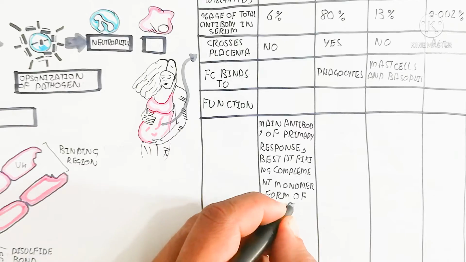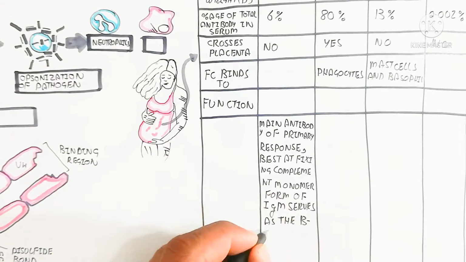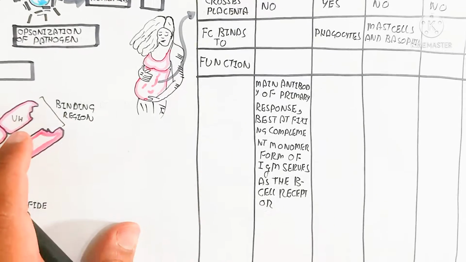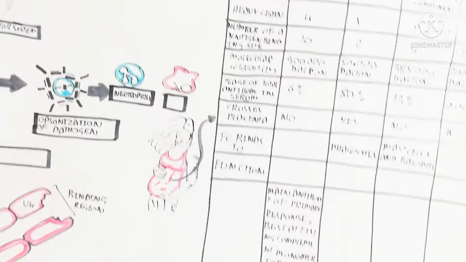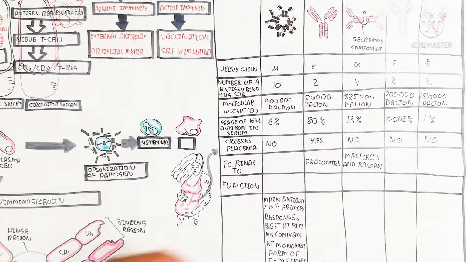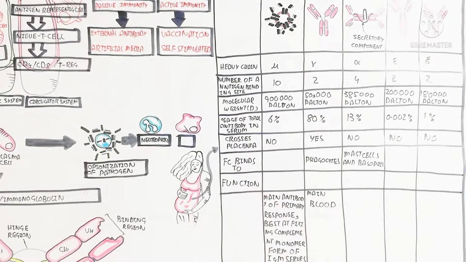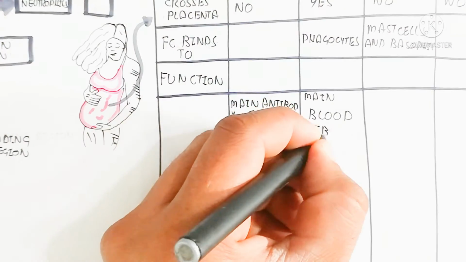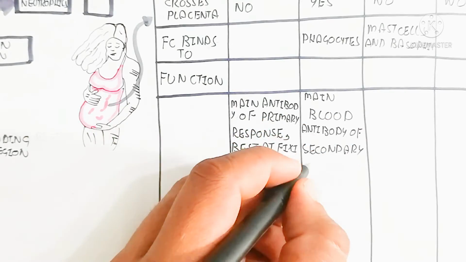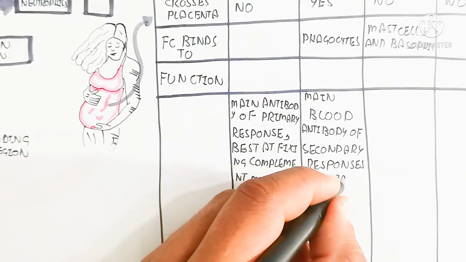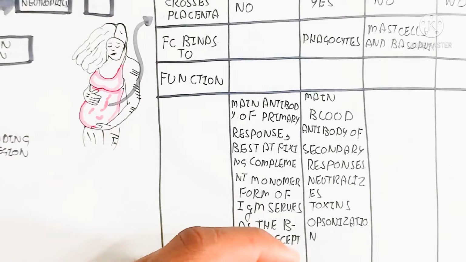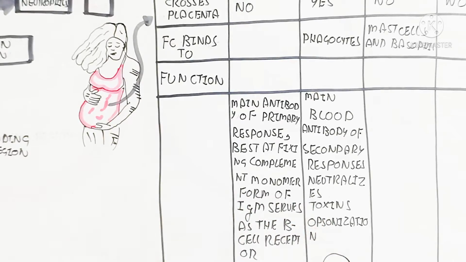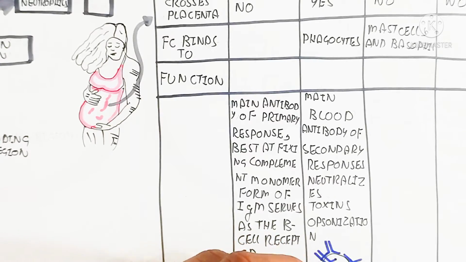While let's begin to understand the function. IgM is the main antibody of the primary response, best at fixing complement. The monomer form of IgM serves as the B cell receptor, while it is in the form of pentamer otherwise. On the other hand, IgG monomer is the main blood antibody of secondary responses, neutralizes toxins and performs opsonization. For opsonization, IgG is very important.